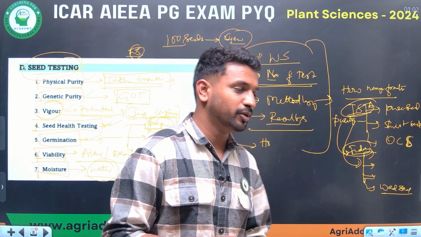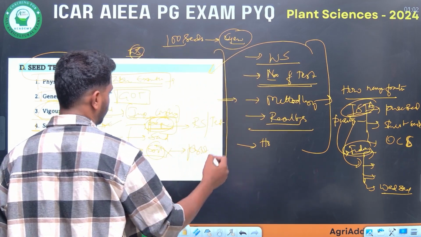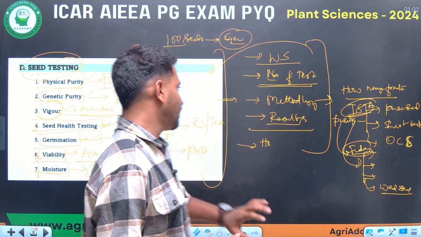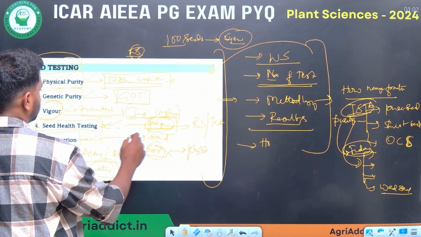Either the petri plates will be used, and there are again a number of methods, like top of the paper, between paper, pleated paper. So these methods are generally used, and the substrate which is used here is paper.